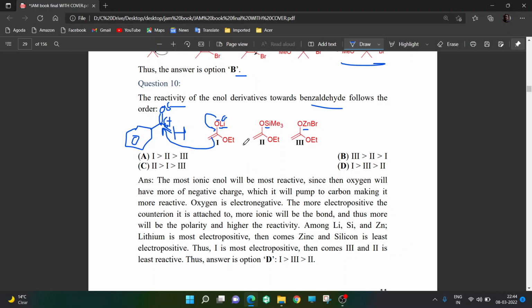Metals by definition are electropositive. That means they give electrons to get a positive charge. So we define metallic character by how much electropositivity there is. Okay. So lithium is a very strong metal because it is very electropositive. Then comes zinc, and silicon is a non-metal, so it's not electropositive. So they will form an almost covalent bond, difficult to break. Therefore the first will be this, second will be this, third will be this. So highest is 1, then comes 3, then comes 2. So D is the answer.